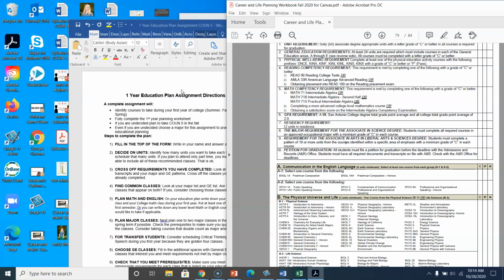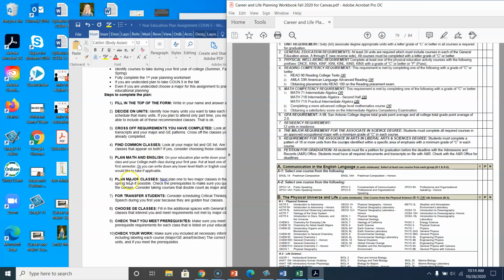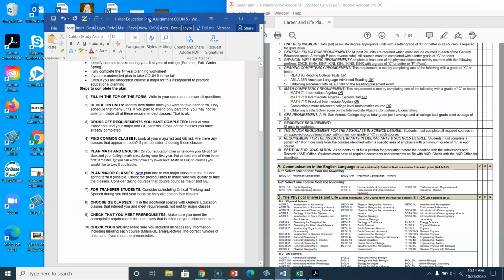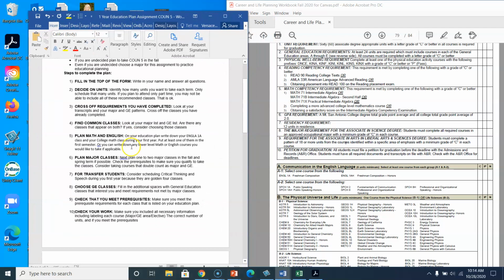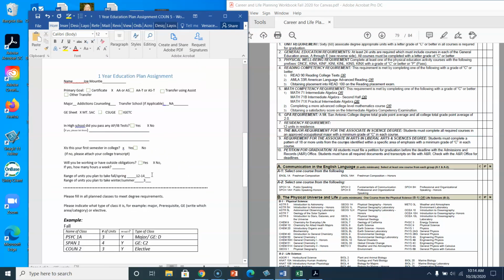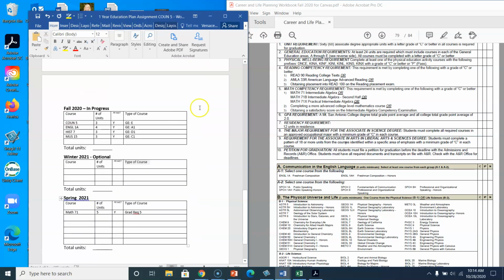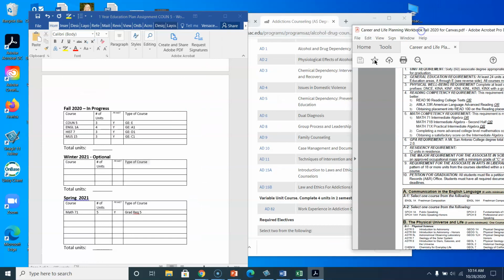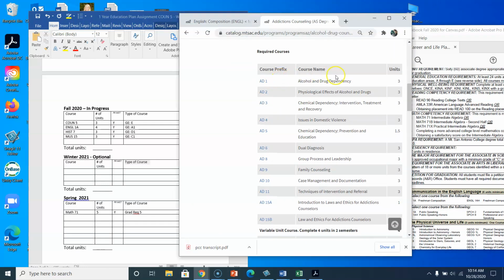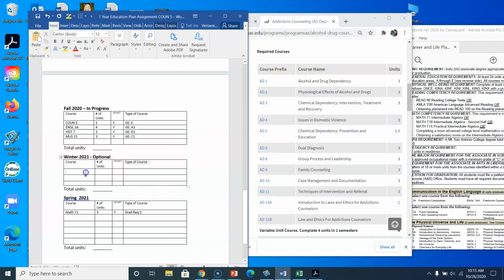Let's see what is next on the list. All right, plan major courses. So let's plan 1 or 2 major classes for each term. Let's go to winter and let's look at these major classes. So probably taking AD1 as soon as possible would be good to give him an intro to make sure he likes that major.